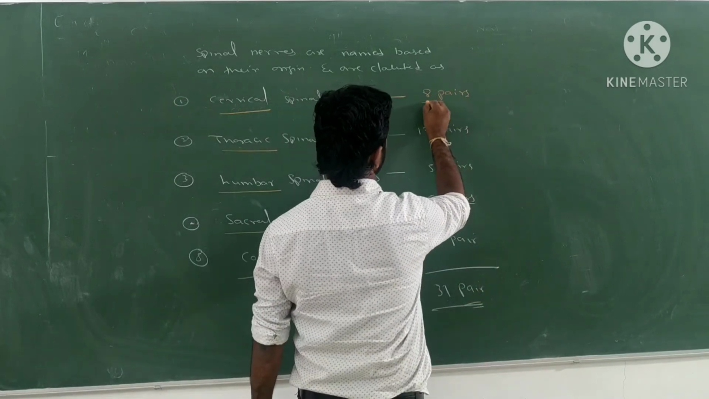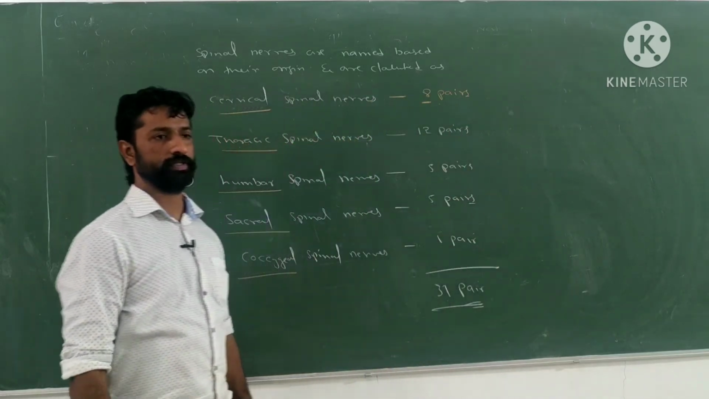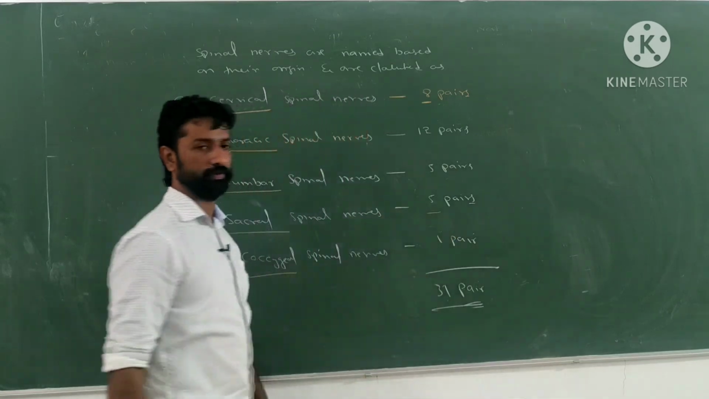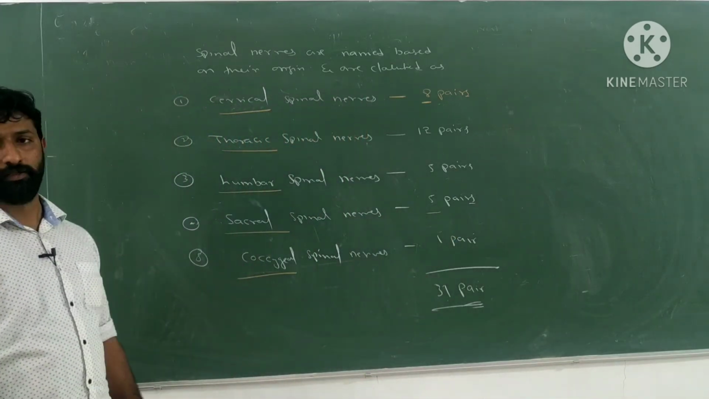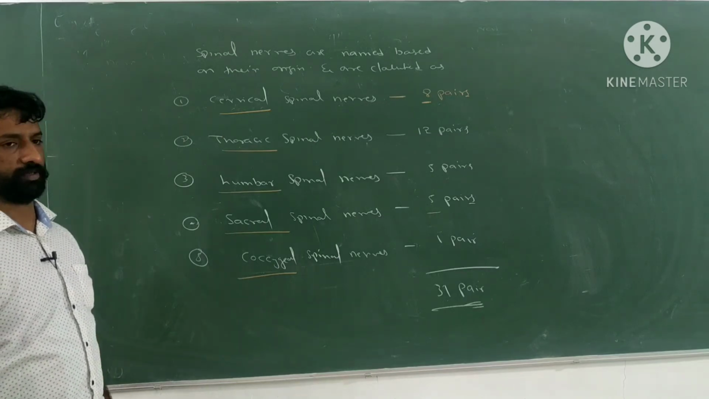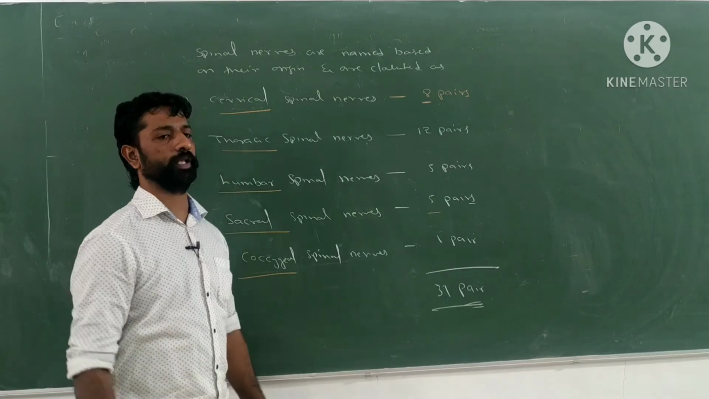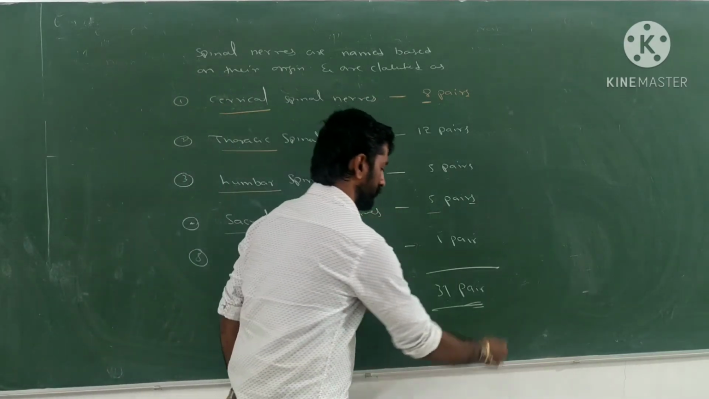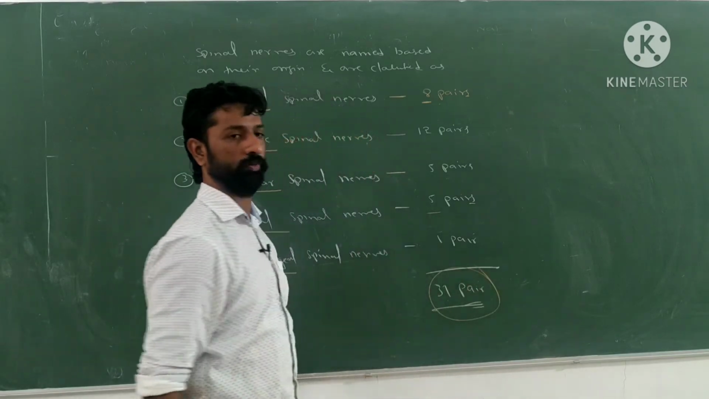So only 1 extra pair in case of cervical, and 4 extra pairs in case of sacral. So total how many extra are there? 5 pairs. So the number of vertebrae in human beings are 26 plus these 5 pairs extra. So the 31 pairs of spinal nerves are present in human beings.